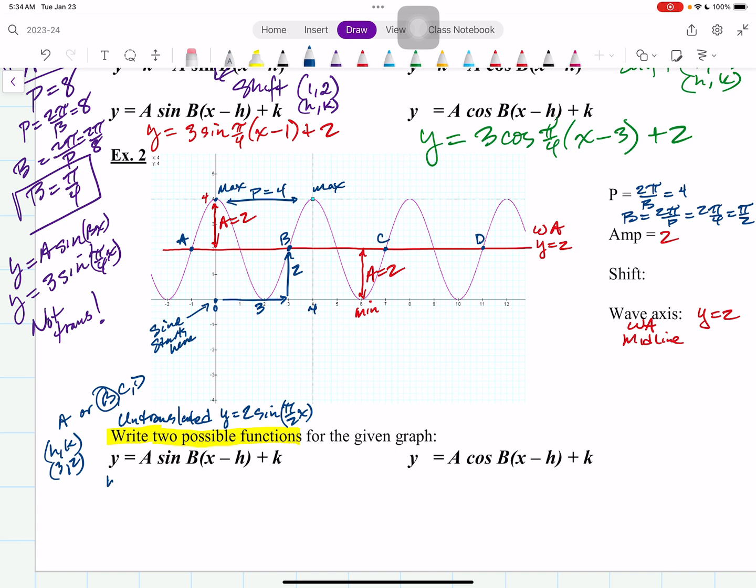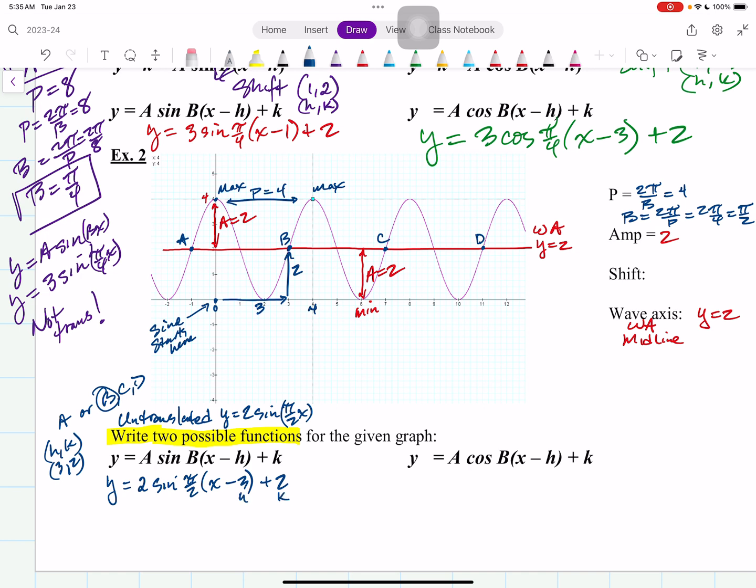All right, so the way you write that is you say, okay, I know the amplitude is 2, and you take sine of now pi halves times x minus the h value, okay, which is 3. Okay, it's been shifted right 3 units. And then you have to add the k. Well, you have to shift it up 2 units, so you got to add the 2. So again, that's h and that's k.